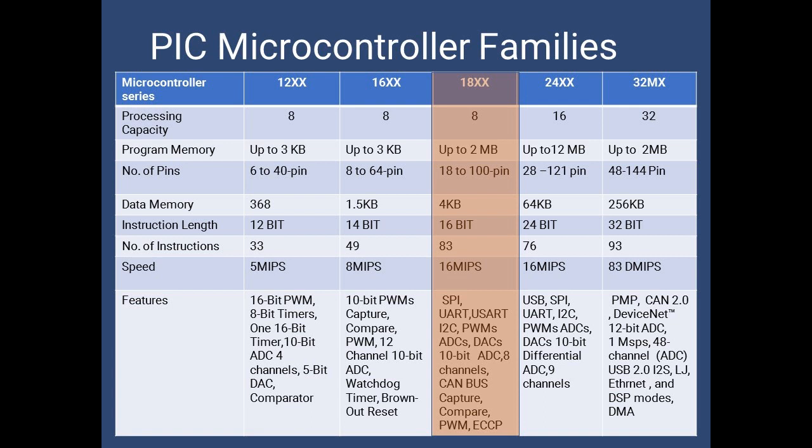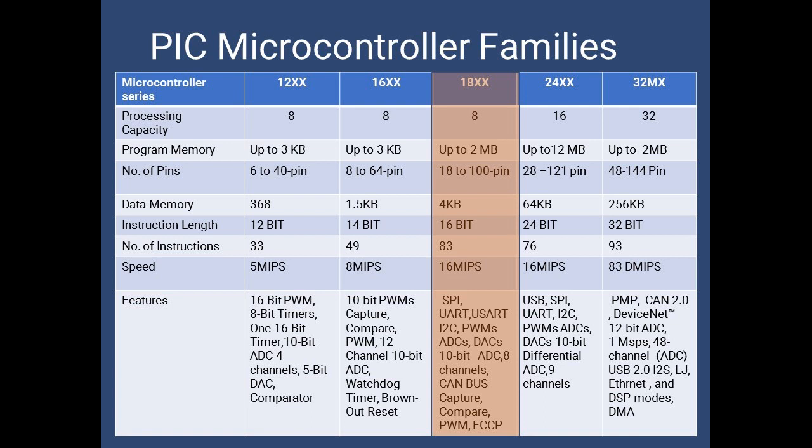In the case of the 18 series, we get 2 megabytes of memory on chip. In the case of 24XX, we get 12 MB of memory on chip, and in the case of the 32MX series, we get 2 MB of on-chip ROM. Now let us compare the number of pins that are available, because these pins are required to interface the peripheral devices.